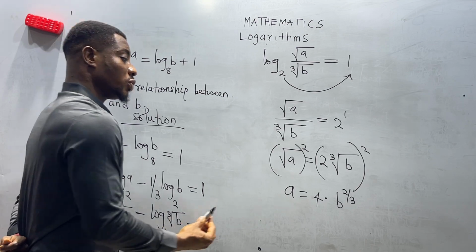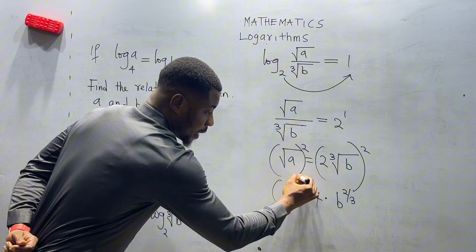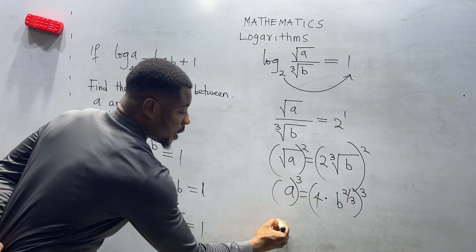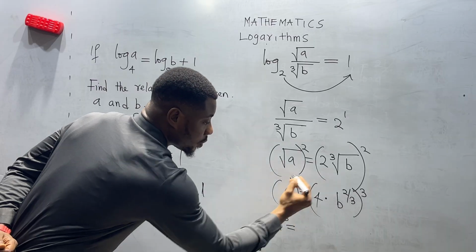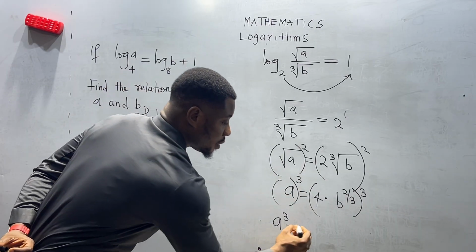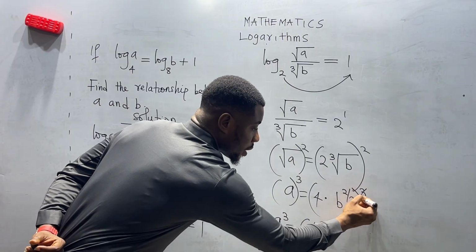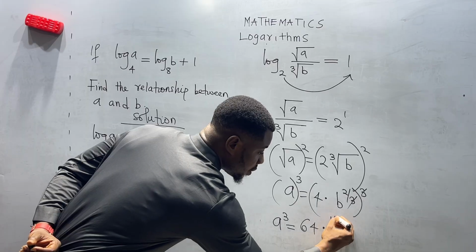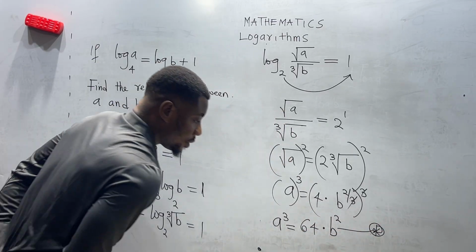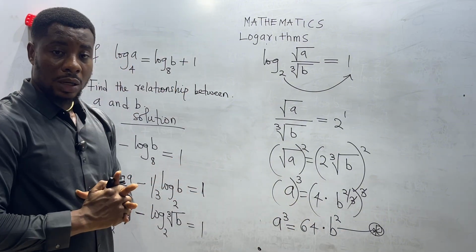Now we can also decide to remove the cube root by cubing both sides. So we could cube both sides. And what we're going to have is a cube is equal to 4 raised to power 3 is 64. So we have 64. Then this 3 can cancel out this 3 here. So we have b squared. Now you can see that we have been able to create a relationship between a and b using the rules of log.